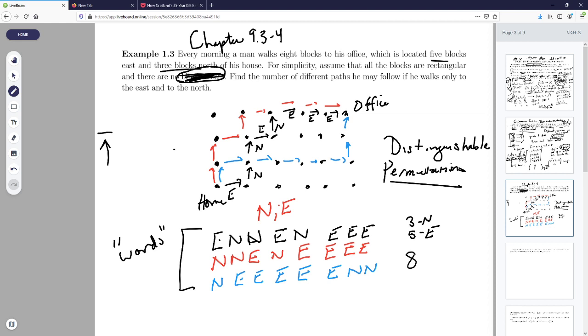And the answer is 8 factorial divided by 3 factorial times 5 factorial, right? Because you just take the total factorial divided by each number of repetitions factorial. The reason why this also can be a combination problem is because, as it turns out, this is 8 choose 3, or alternatively 8 choose 5.